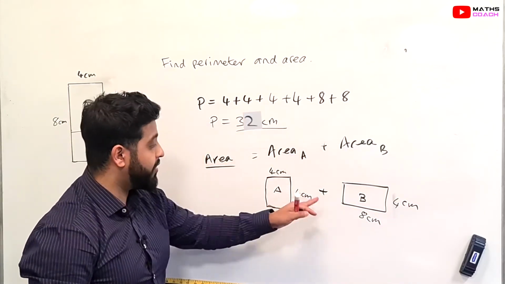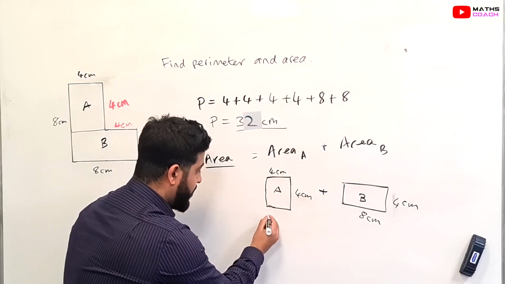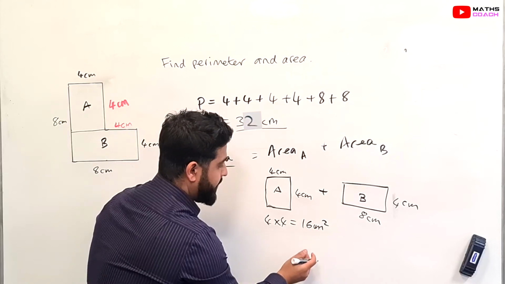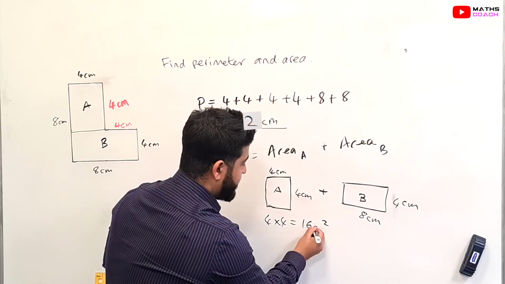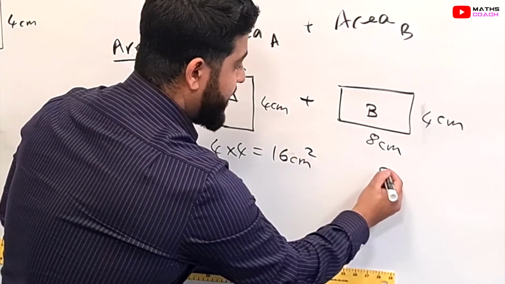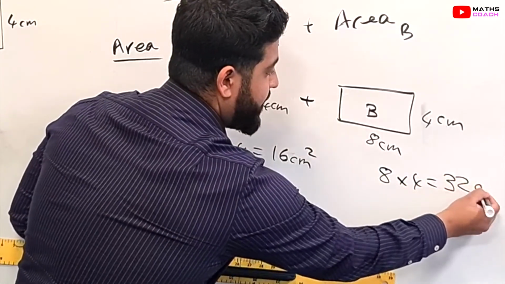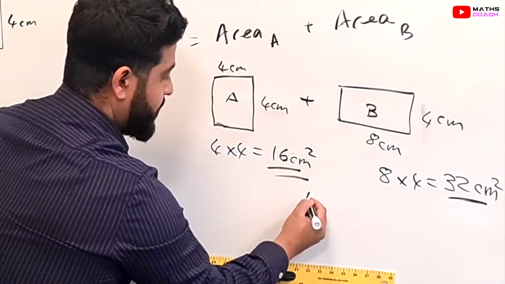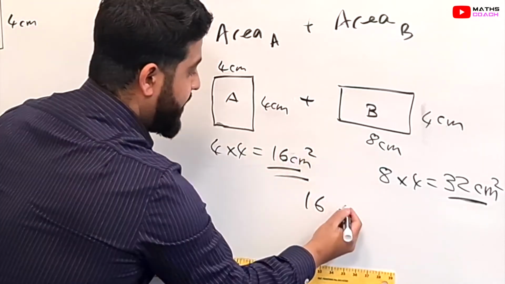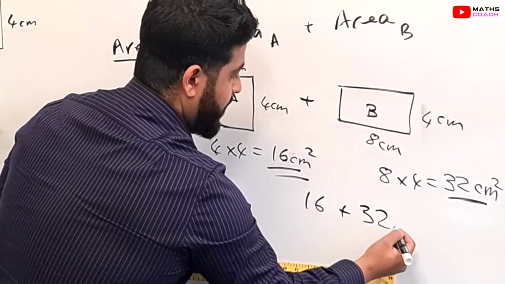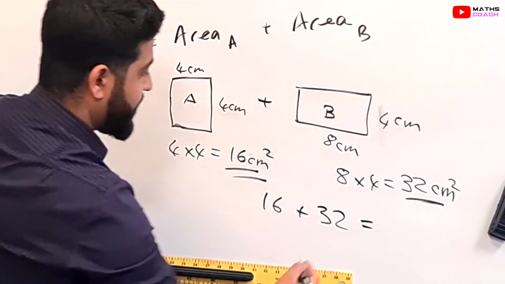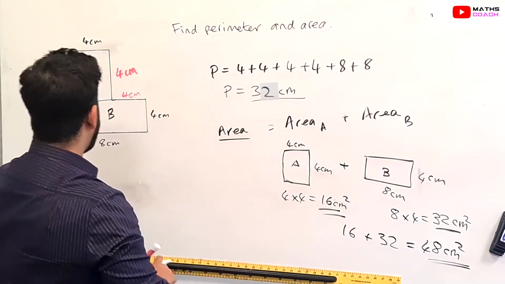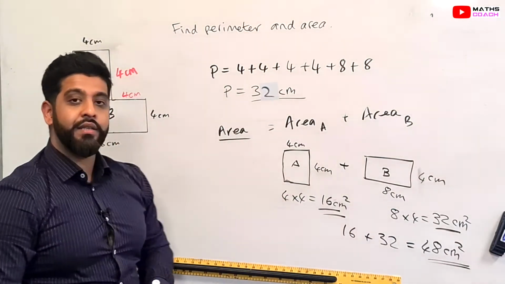The next step is to actually work out the individual areas. So 4 times 4 gives us 16 centimeters squared. Let's write that again properly. Okay, and 8 times 4 gives us 32 centimeters squared. And then we just add those two values. So 16 is the area of A plus 32, which is the area of B. And together that gives us 48 centimeters squared. So the area of this compound shape is 48 centimeters squared.